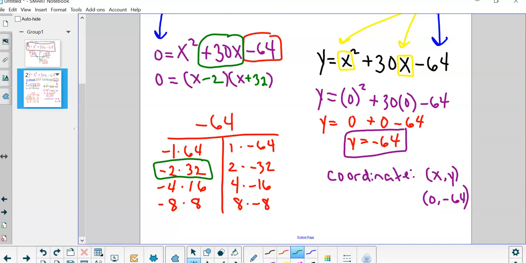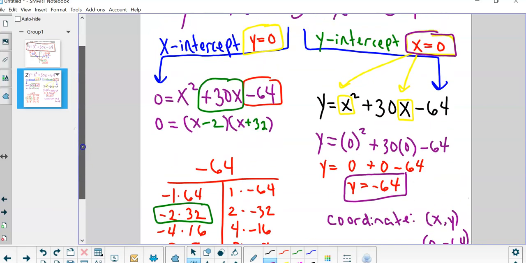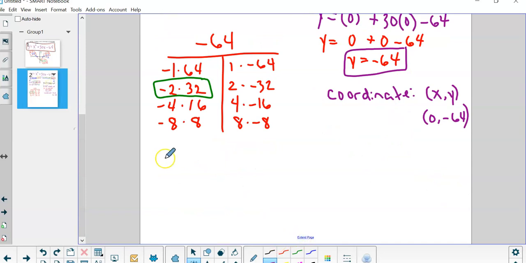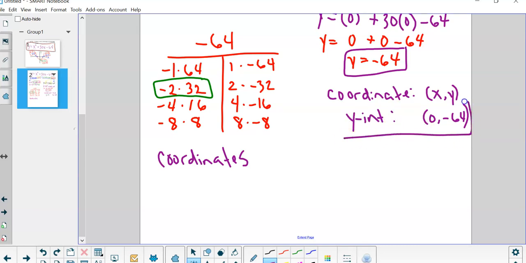All right. So in order to find the x-intercepts, right? In order to find the x-intercept, we're going to... I guess I should write over here that this is the y-intercept. The y-intercept is 0, negative 64. And we're going to find the coordinates, right? They're going to be in xy pairs of the x-intercept, right? But there's more than one of them. There's going to be 2 of them.